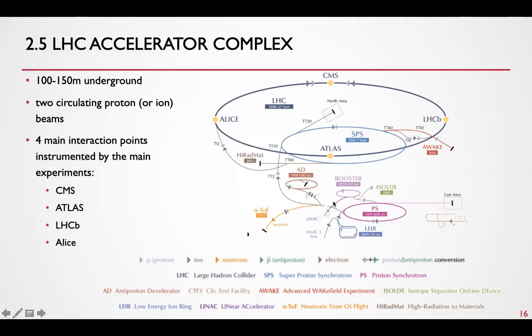Particles start here. That's the linear accelerator, LINAC. This is where the acceleration starts, and then protons go into the booster. From the booster to the proton synchrotron, from the proton synchrotron to the super proton synchrotron. The super proton synchrotron is the predecessor. Here, protons are accelerated to an energy of 450 gigaelectron volts, GeV. And from here, they are injected into the LHC tunnel.